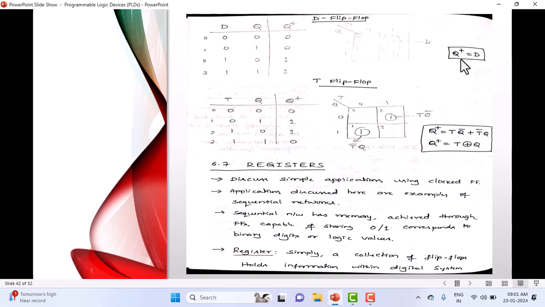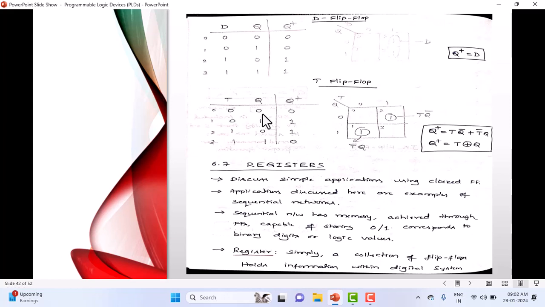Next, move on to the toggle flip-flop, the T flip-flop. Look at how the T flip-flop works. That is explained through the state table also. For 0 input, present state is 0. What will happen to the next state? Just tell me the truth table of the T flip-flop. For 0, there is no change. For 1, what will the flip-flop do? It will toggle. Understand? For 0, Q plus will be equal to Q.